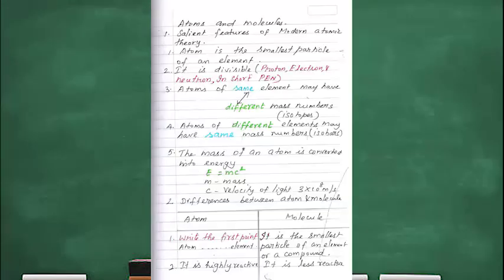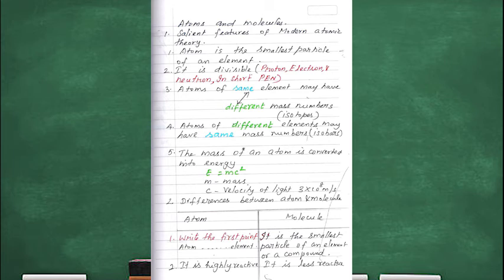Next comes atoms and molecules. The salient features of modern atomic theory. It's a book back question. Very easily you can remember it. Atom is the smallest particle of the element. Okay, the second point: in the book it is given in a big sentence, but you need not study that. It is divisible, that means it can be broken.